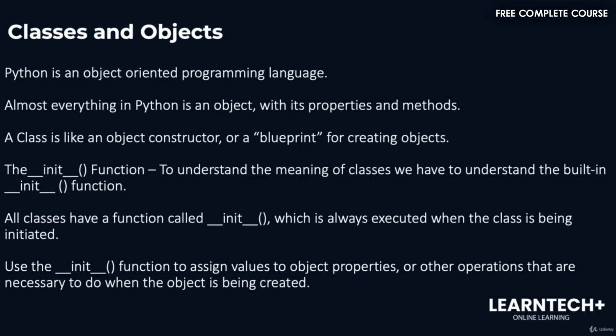All right, welcome back. So in this video, we're going to talk about classes and objects. Python is an object-oriented programming language. Almost everything in Python is an object, with its properties and methods. A class is like an object constructor or a blueprint for creating objects.